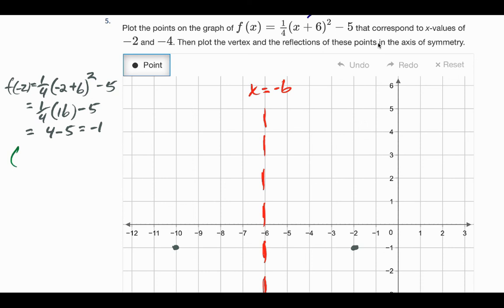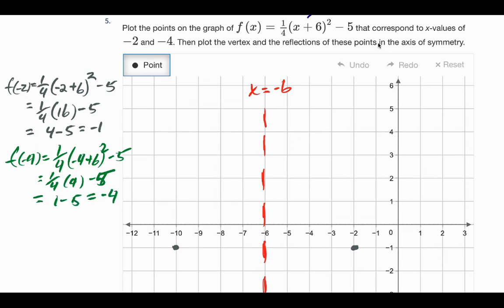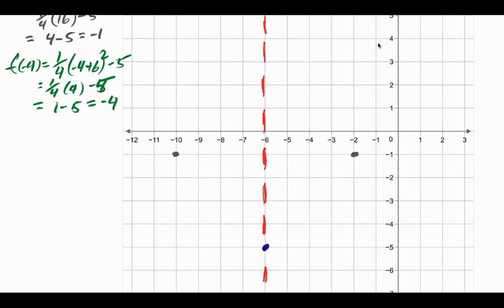Okay, we're going to do the same thing now for negative 4. So we're going to take f of negative 4. And again, I'm going to take 1/4 of negative 4 plus 6 squared minus 5. Negative 4 plus 6 is 2. 2 squared is 4. So I'll have 1/4 of 4 minus 5. Well, 1/4 of 4 is 1, and 1 minus 5 is negative 4. So we're going to go over negative 4, and then go down 4, and our point will be right there.